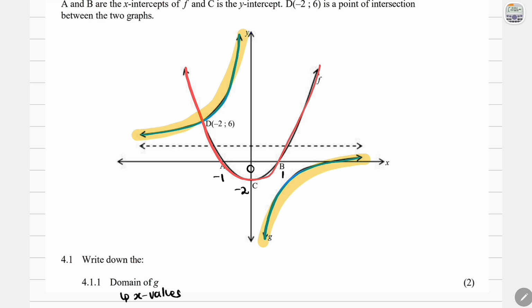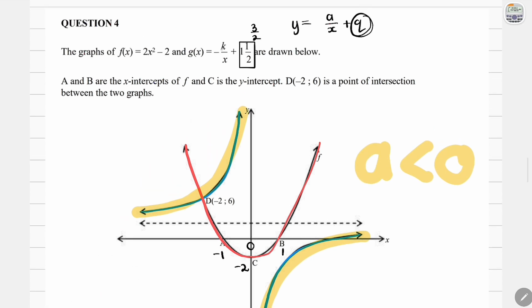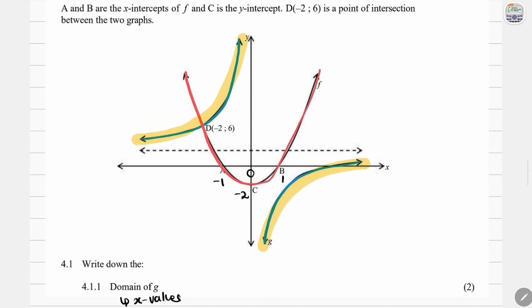That's what's going to happen if a is less than 0. Okay, that value of a up there, it was a negative value. So you see how that affects the graph. It's increasing all through. But then now the graph of f needs to be increasing for the same x values as well.